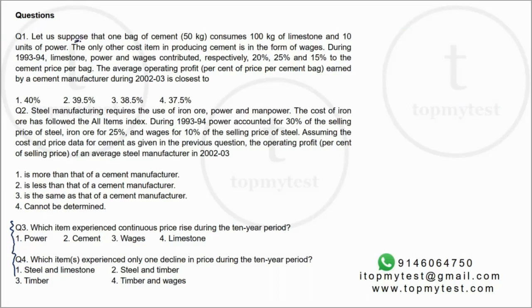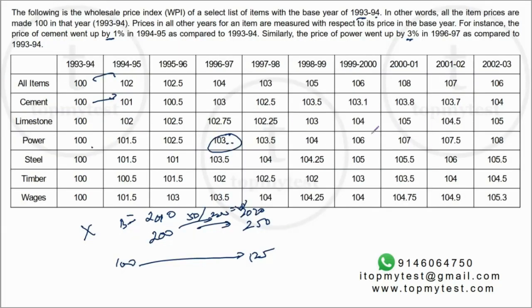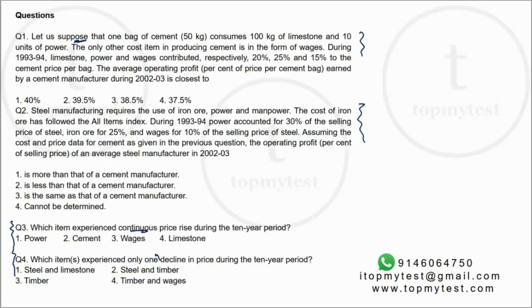See, first one says, let us suppose that you have additional information. Again, you have additional information. Steel making plant requires the use of iron ore, and so on. So again, additional information is used to solve this question. But for 3 and 4, you have to just directly check which item experienced continuous price rise and which item experienced only one decline. So all you have to do is look at the trends over here and solve them. So we will solve 3 and 4 first and then go to 1 and 2 because that requires additional information.